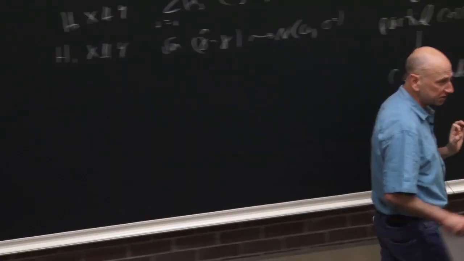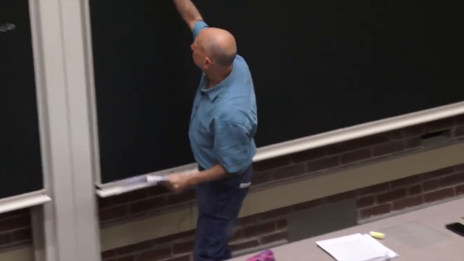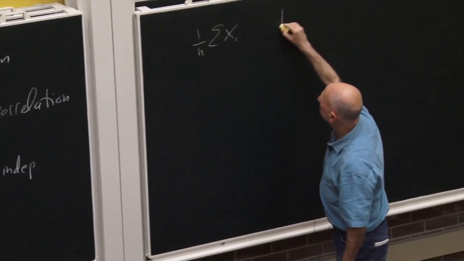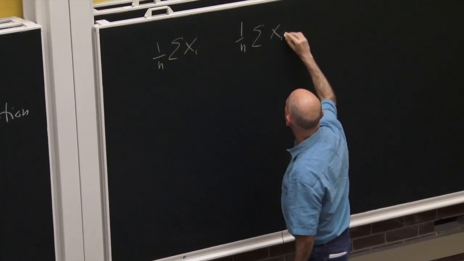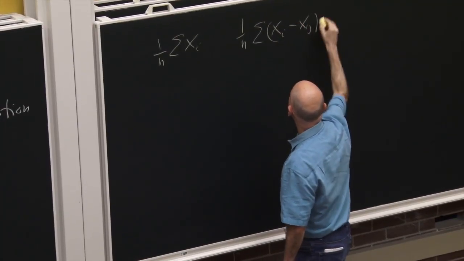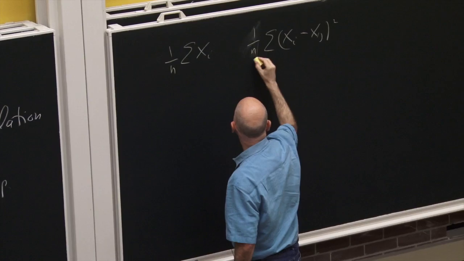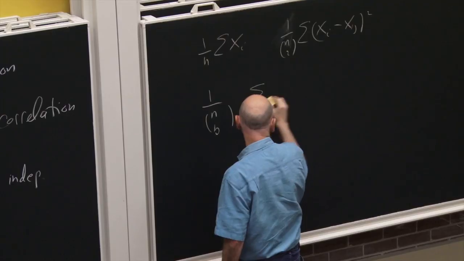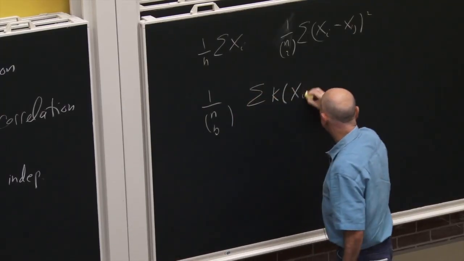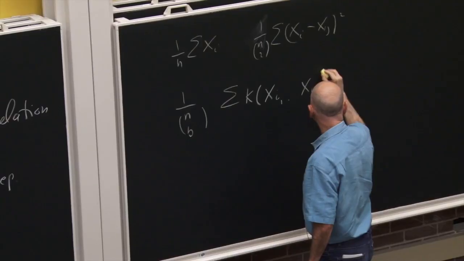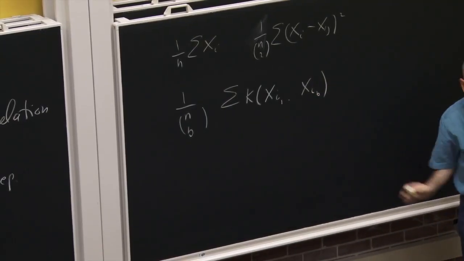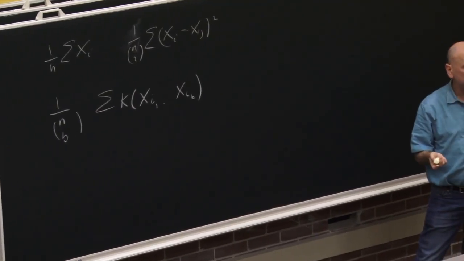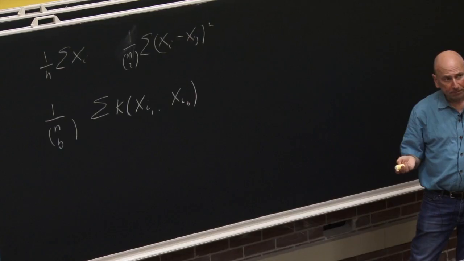Let me remind you what a U statistic is. Remember that an average is just something that looks like this, whereas a U statistic might involve pairs or triples or whatever. This becomes 1 over n choose 2, or more generally, 1 over n choose b, let's say, where these are over distinct groups of b. That's a U statistic of order b.